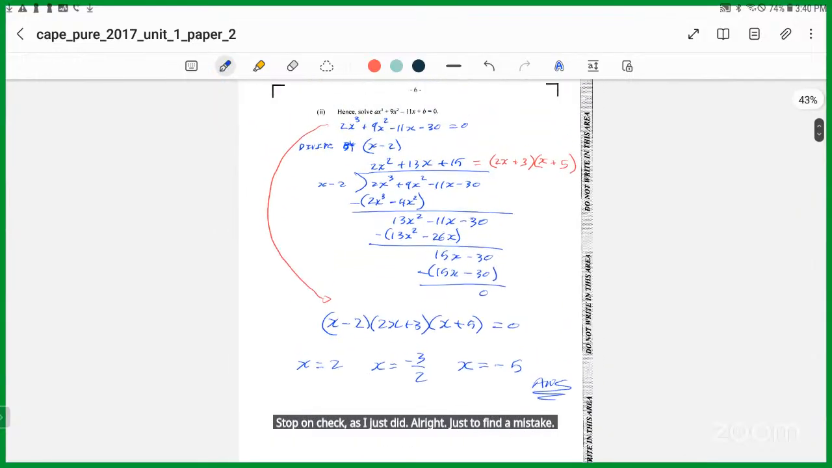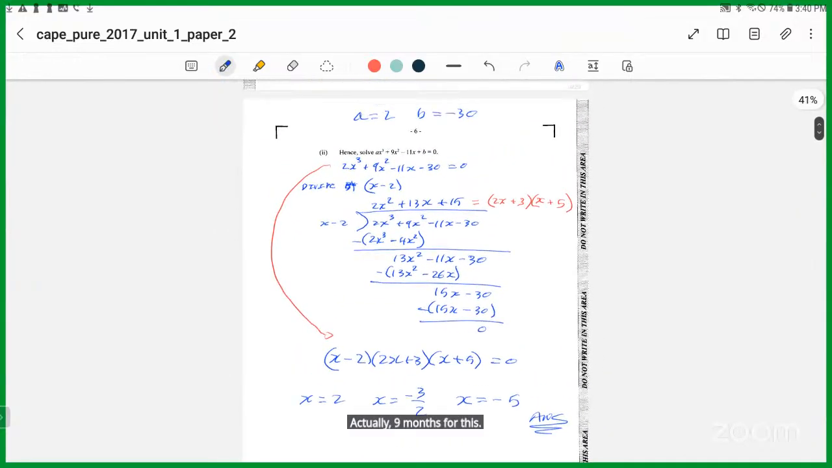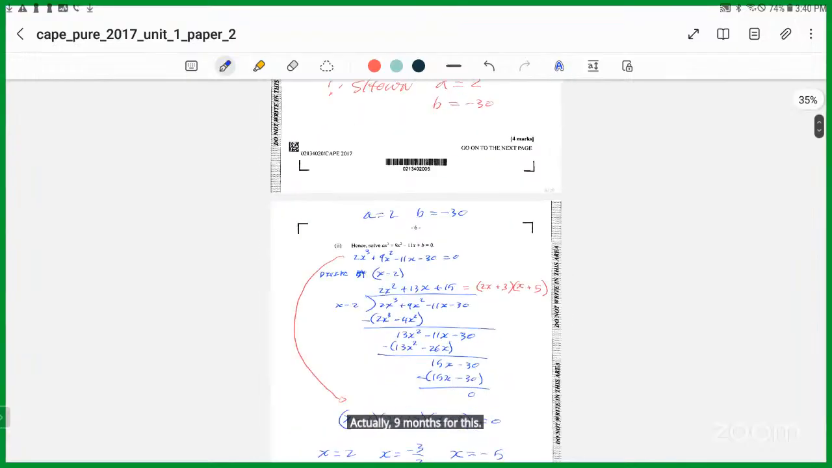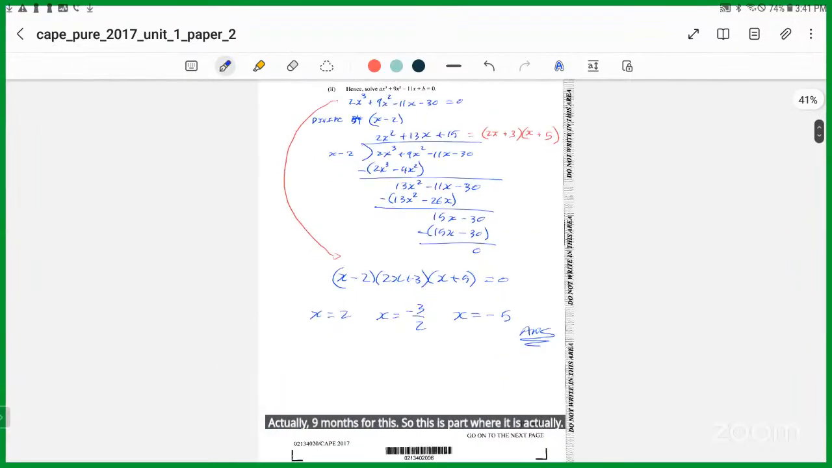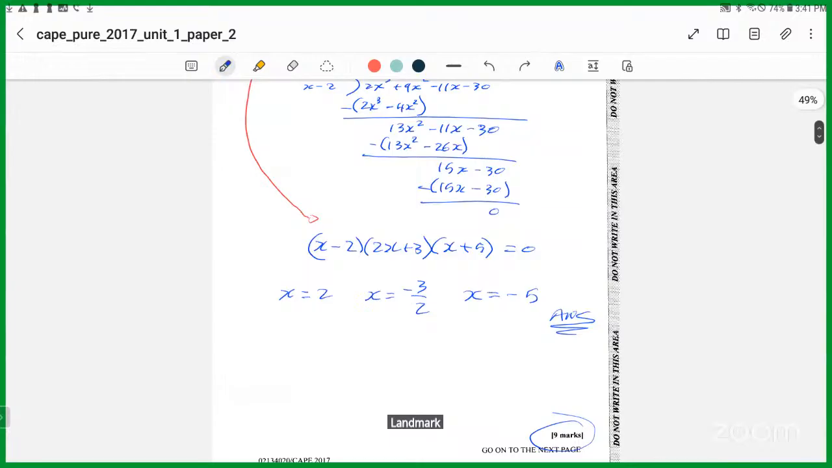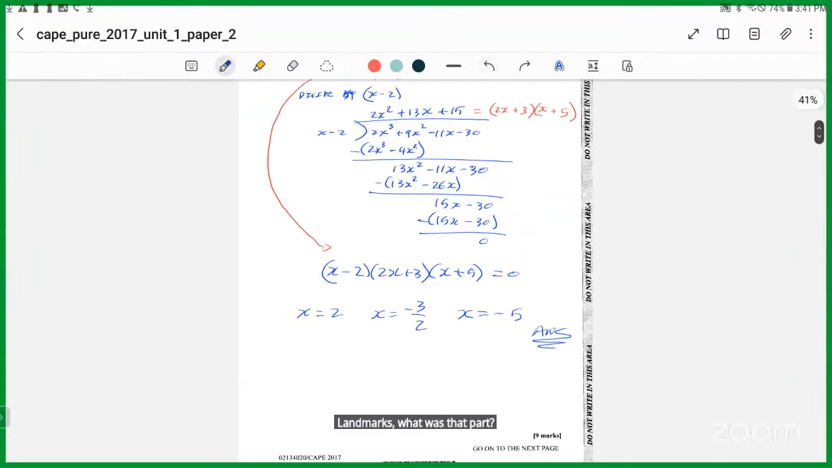I actually gave 9 marks for this. This is the whole question, about 9. Yeah, 9 marks for just that part on this paper.